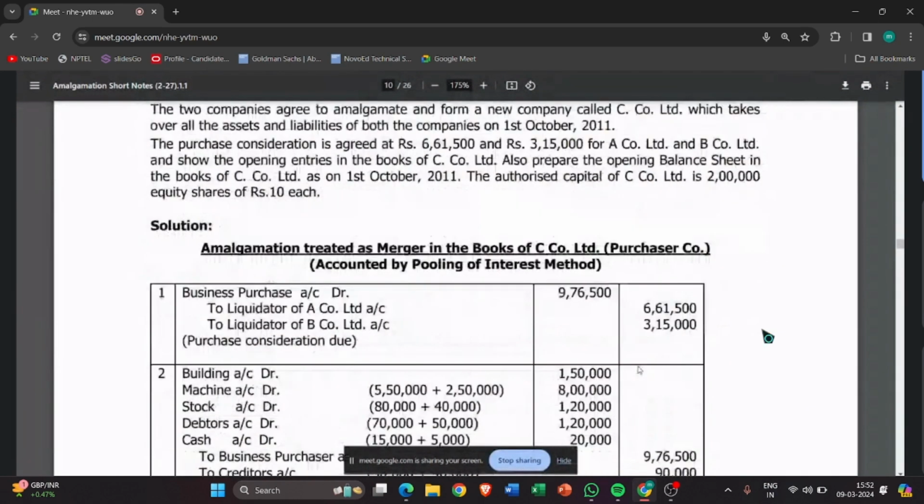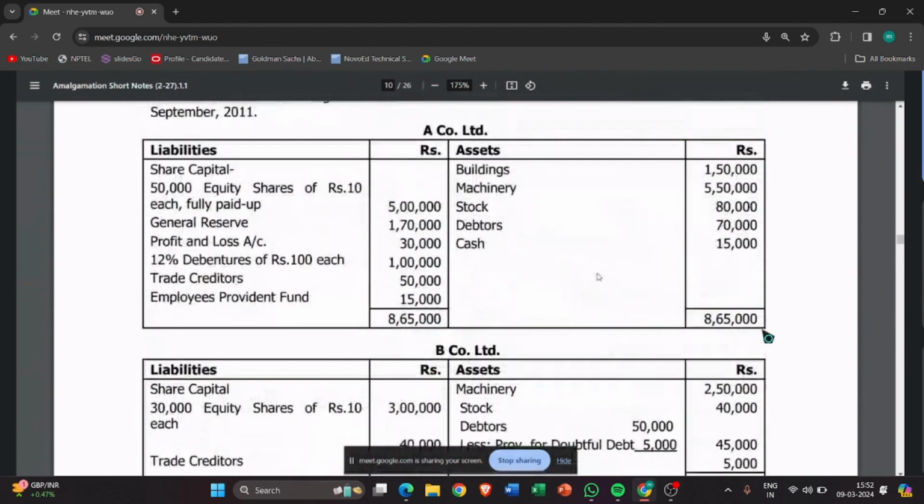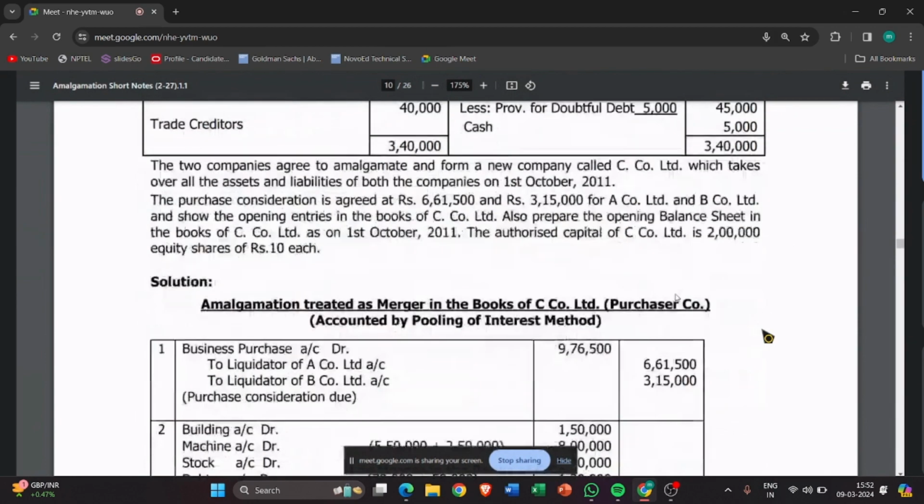So now C Company, first what is it doing? It will write the business purchase entry. Purchase consideration is given to you, and it says the amounts are due. So the total amount due will be business purchase account debit, to liquidator of A, to liquidator of B, with 9,76,000, both the purchase considerations put together. Then we are taking over all the assets of A Limited and all the assets of B Limited at what values? At their book values itself. So we have to incorporate.